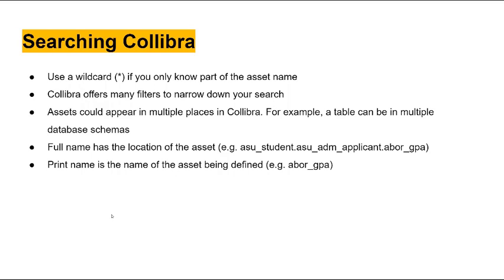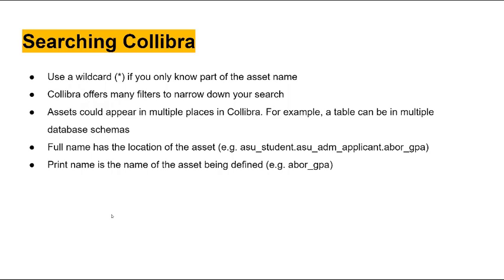So when it comes to searching, if you don't know the full name of the asset that you are looking for, we recommend that you put a wildcard at the beginning of your search, because this is going to help maximize your search results. If you don't use that wildcard, it may turn up no results, or 1 or 2, but it may not be what you're looking for. So it's really key if you don't know the full table name, column name, business term, anything like that. There are also many filter and display options within Collibra to help narrow those search results down.